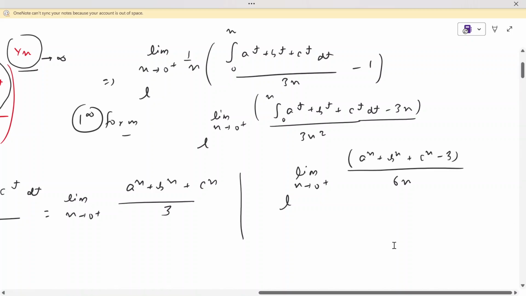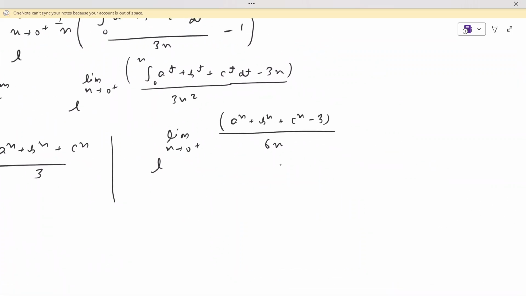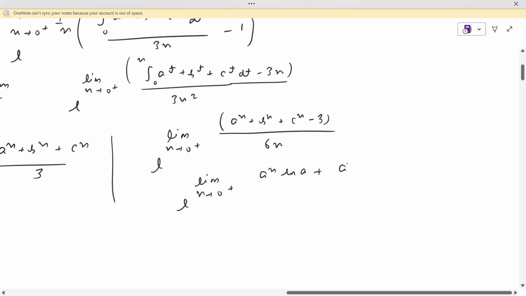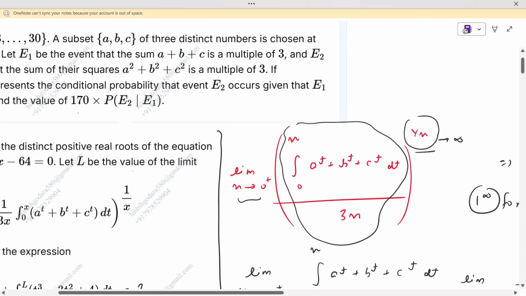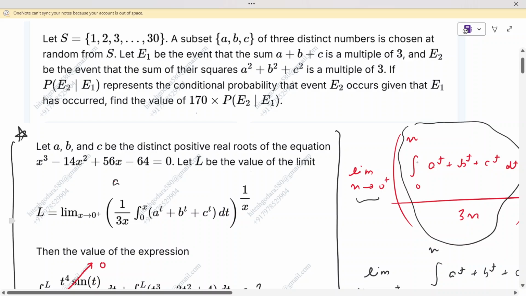And you can easily say it is again a 0 by 0 form only. So e to the power limit as x tends to 0 plus of a^x ln a plus b^x ln b plus c^x ln c divided by 6. And when I put x tends to 0 plus, it is e to the power ln a plus ln b plus ln c divided by 6. So it is e to the power ln of abc, raised to the power 1 by 6. The answer is (abc)^(1/6). And what is abc? abc is 64 only.